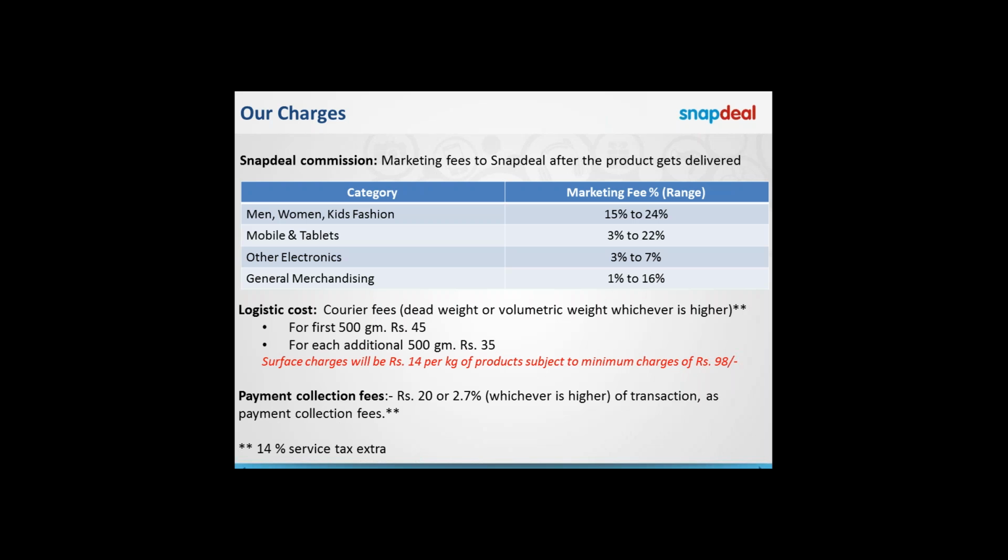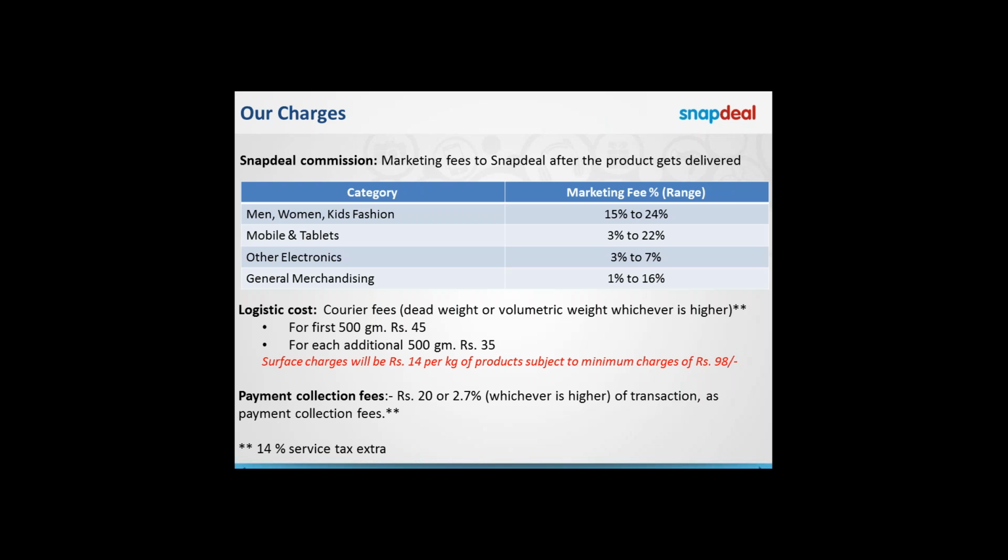After that, once a product has been sold through the platform and it needs to be shipped, there's a logistics cost. For the first 500 grams, it is 45 rupees, plus service tax which needs to be paid. And for every additional 500 grams, it is 35 rupees plus service tax. Now, the logistics cost is calculated on the dead weight or volumetric weight, whichever is higher of the two. Dead weight is the actual weight of the product after packaging, and volumetric weight is calculated through a mathematical formula just to understand what kind of space a product would occupy while it is moved from one place to another.